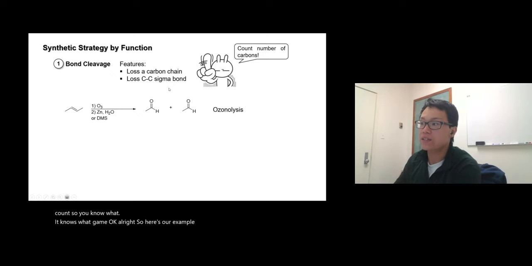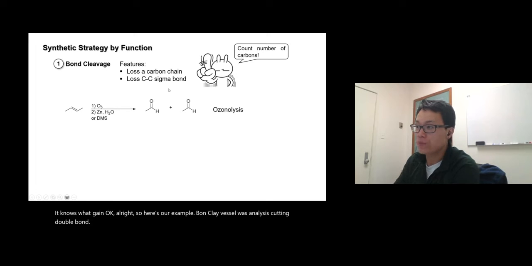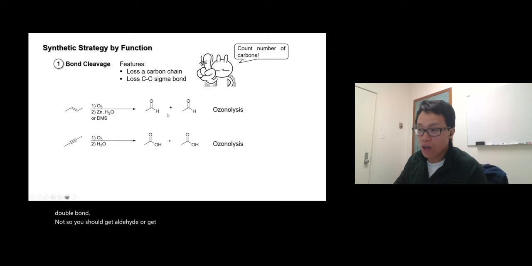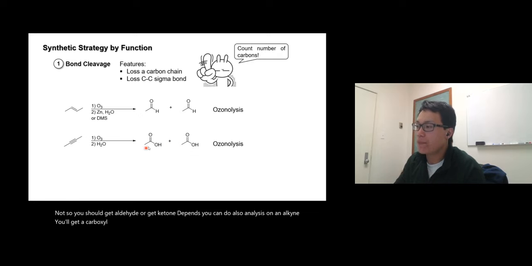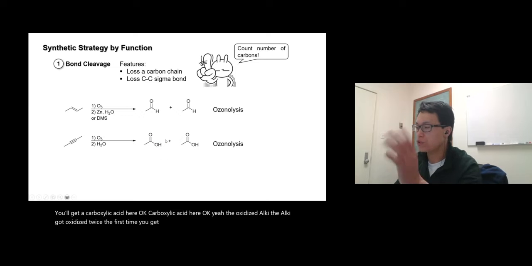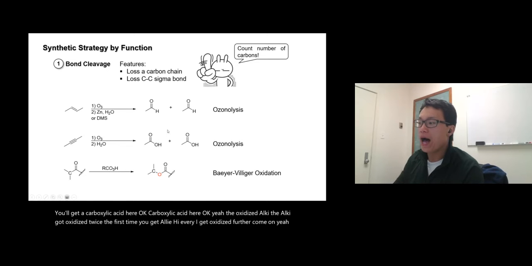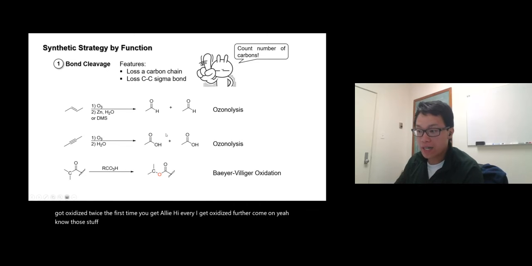Ozonolysis, cutting a double bond. You should get an aldehyde or a ketone, depending. You can do ozonolysis on an alkyne and get carboxylic acids here and here. The alkyne got oxidized twice. The first time you get an aldehyde, which gets oxidized further to a carboxylic acid. You know those things. All right, Baeyer-Villiger oxidation.